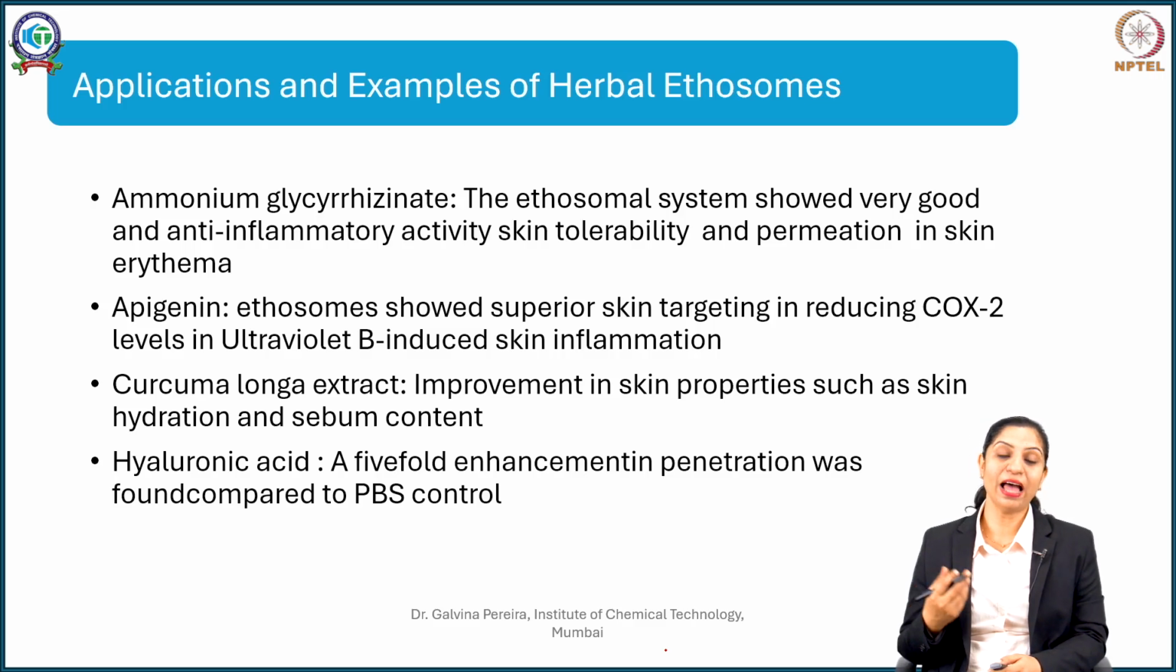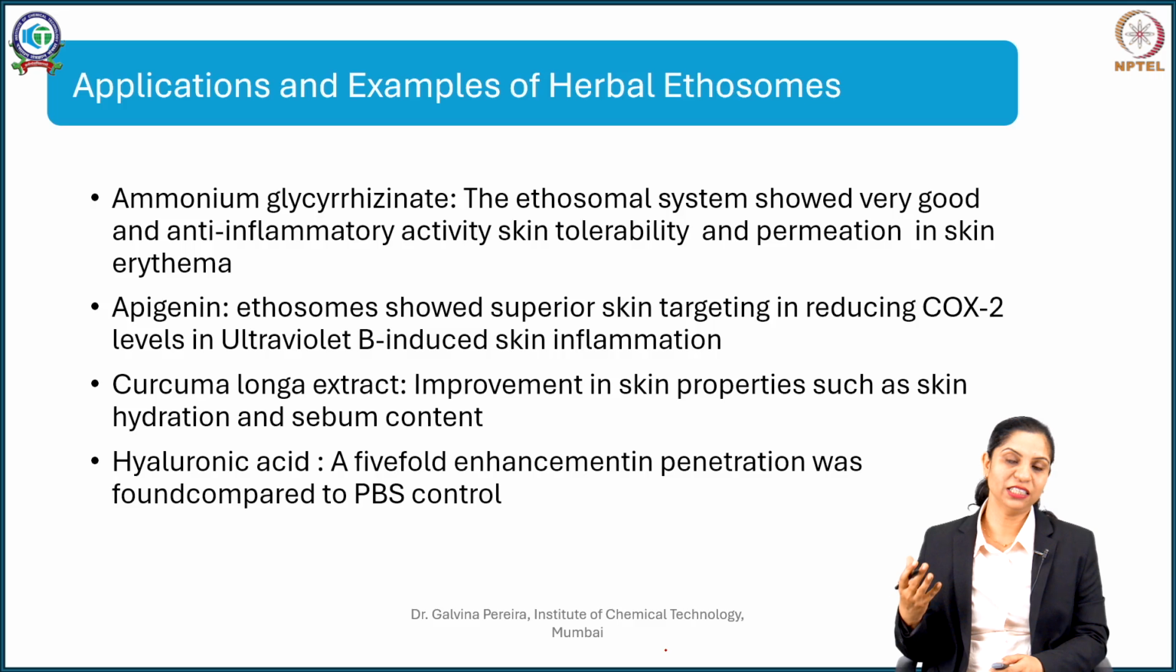The next case is apigenin, which was tried out in animal models, especially for skin inflammation induced by UVB radiation. In that case, ethosomes showed nice skin targeting for the COX-2 enzyme, which are mediators. In addition to that, Curcuma longa extract was tried and it showed good skin hydration, good maintenance of sebum content, as well as improvement of skin properties.